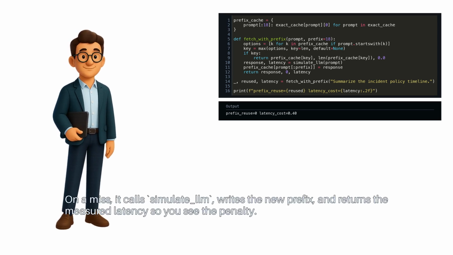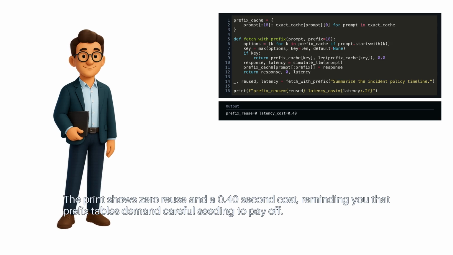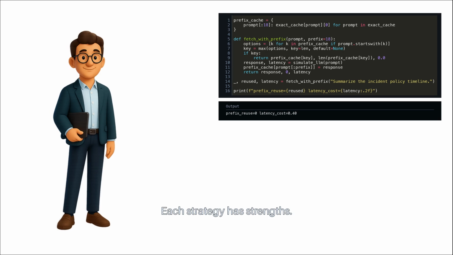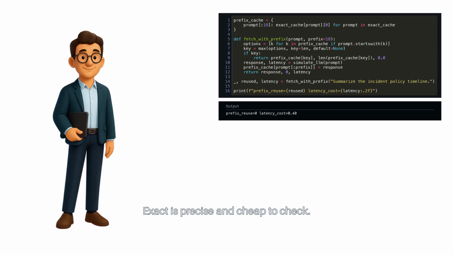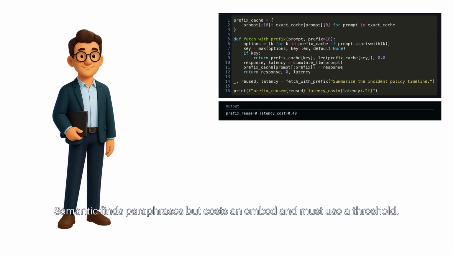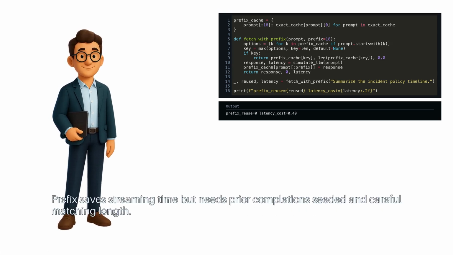On a miss, it calls simulate LLM, writes the new prefix, and returns the measured latency, so you see the penalty. The print shows 0 reuse and a 0.40 second cost, reminding you that prefix tables demand careful seeding to pay off. Each strategy has strengths. Exact is precise and cheap to check. Semantic finds paraphrases but costs an embed and must use a threshold. Prefix saves streaming time but needs prior completion seeded and careful matching length.